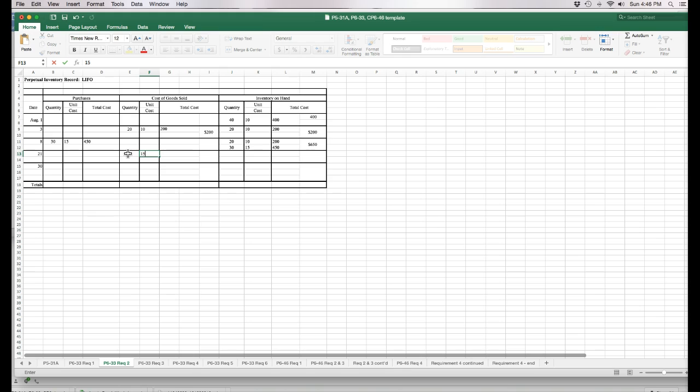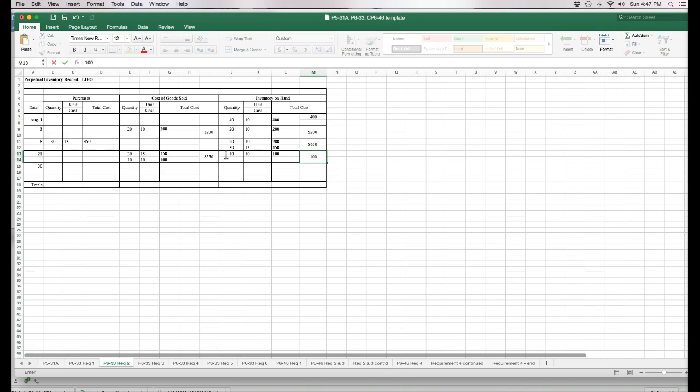Remember, don't use the selling price. 30 at $15 for $450. But we sold 40 altogether, so we're going to take 10 from the original batch. That was at $10 each for a total of $100. So that gives us a total cost of goods sold on the 21st of $550. What do we have left on hand? Well, we sold the 30, and we sold 10 of the $10 unit cost. So we still have 10 of those left. We have 10 at $10 for $100. That's what we have left on hand.